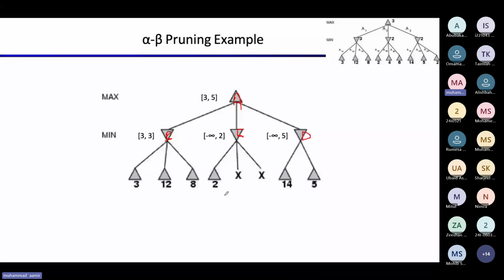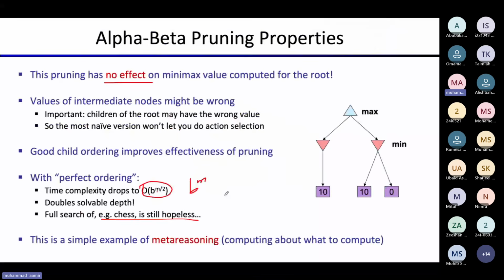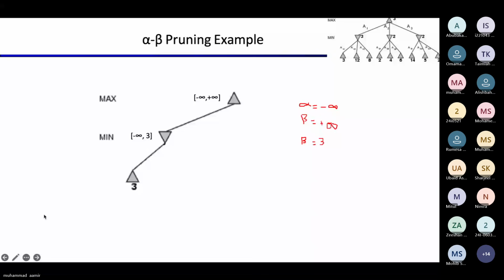So in this example, what we are saying is we start from negative infinity and positive infinity in the very first state. Alpha is negative infinity, beta is positive infinity. At max move, we update alpha, and at min move, we update beta. And the condition of pruning is alpha is greater than or equal to beta. Or you can reverse this condition: beta is less than or equal to alpha.